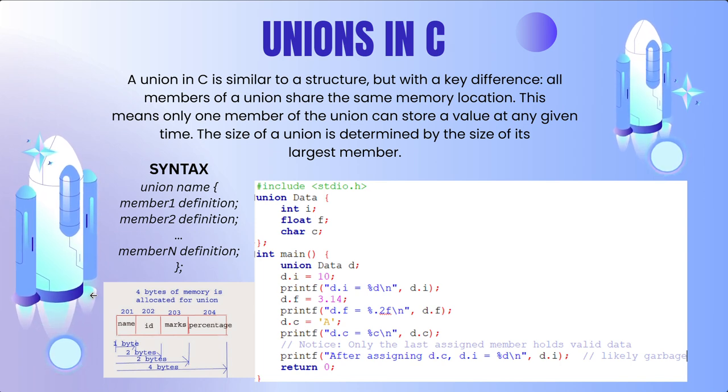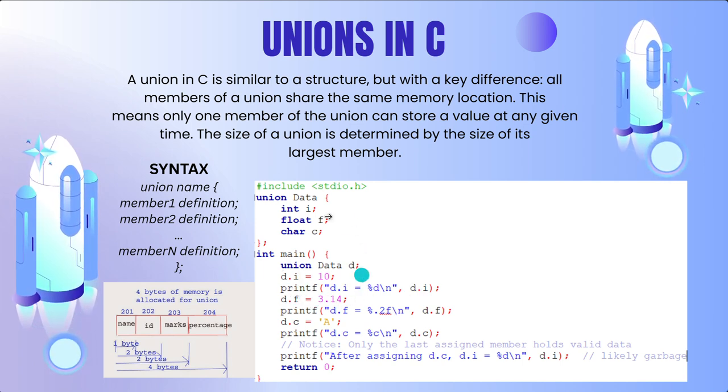So union data, and inside the data, this is the name of the union, we have 3 types of variables: int i, float f, and char c. In main we are taking union data d. So d is a variable of union data. Okay, so d.i equals 10. We are assigning d.i equals 10. This is declaration, this is initialization, and this is printing.